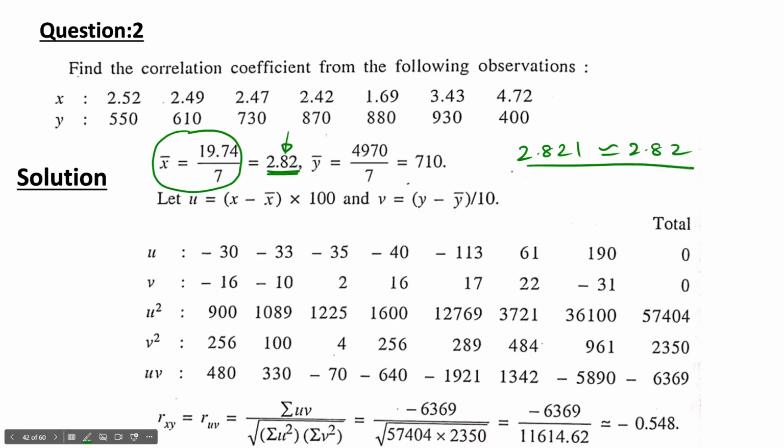Maybe the actual data is coming as something else, but whatever, if it is coming like 2.825, you have to take 2.82. If it is coming 2.826, then you can take it 2.83. Whatever, you just round off the data up to 2 decimals. Correct? I think you have understood. Now when the x bar is calculated, you just jump onto y bar also. Just again calculate the y bar.